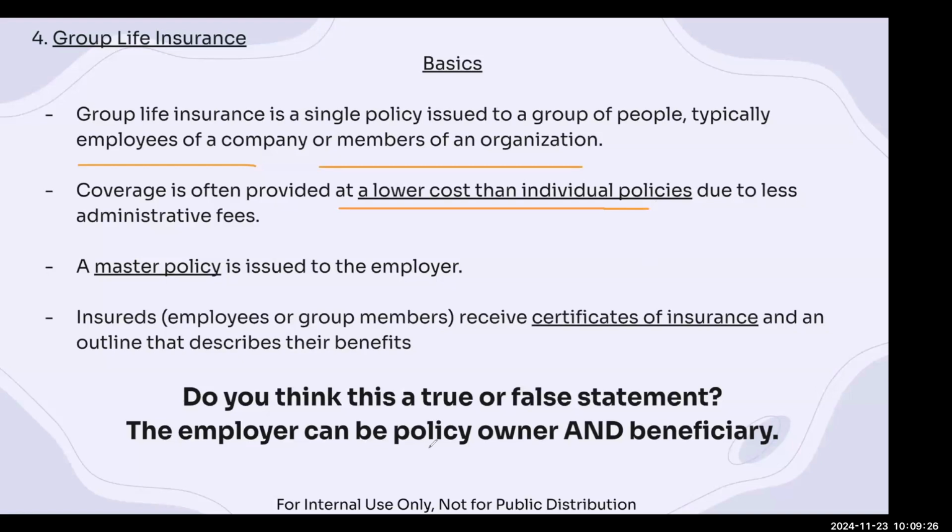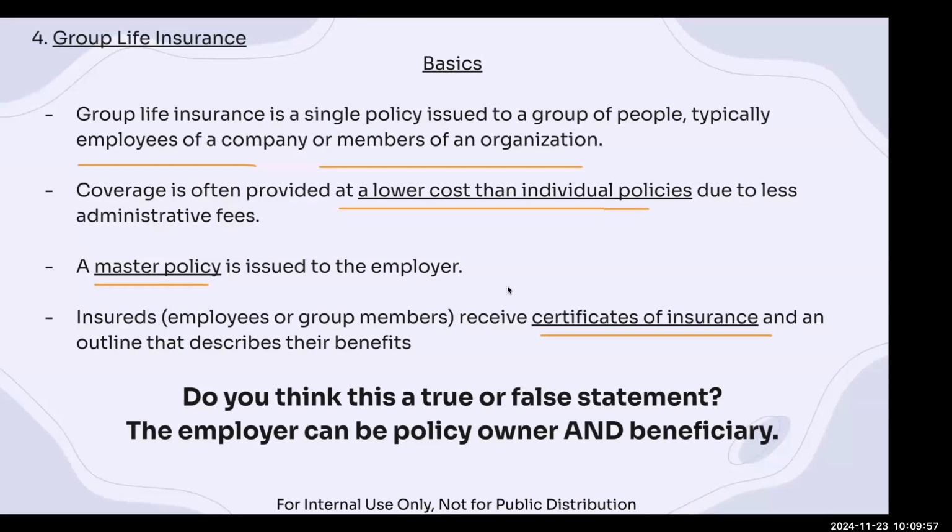In terms of some vocabulary here, with group life insurance, a master policy would be issued to the employer or the group leader. And insureds, it could be the employees or the group members, would then receive certificates of insurance. So these are just some terms that we want to associate with group insurance, no matter if it's with health or life insurance.